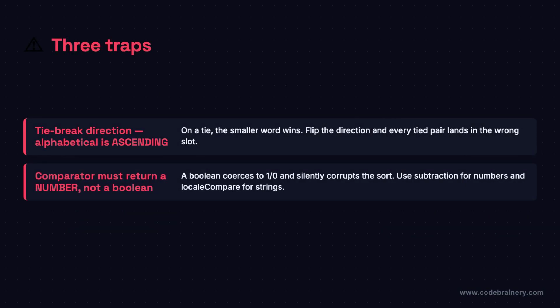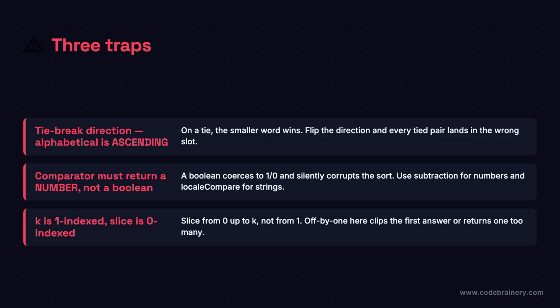3 traps that fail submissions. 1. The tiebreaker direction. It is ascending on the word, not descending. Get that backwards and every tied pair flips. 2. Your comparator must return a number, not a boolean. A boolean coerces to 1 or 0 and silently breaks the sort. 3. K is 1 indexed in the problem statement but slice is 0 indexed. Slice from 0 up to k, not from 1.